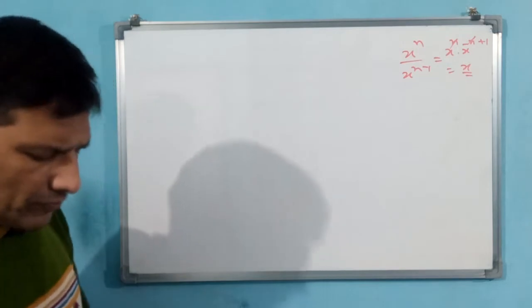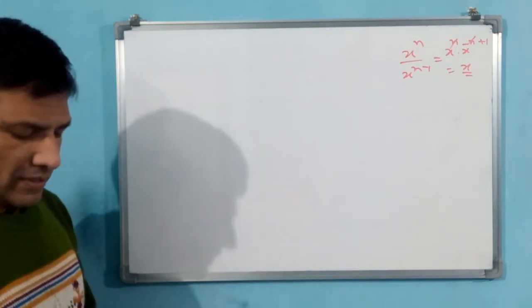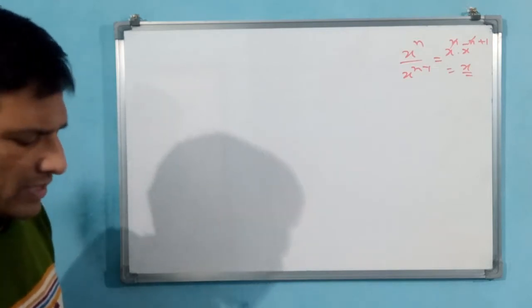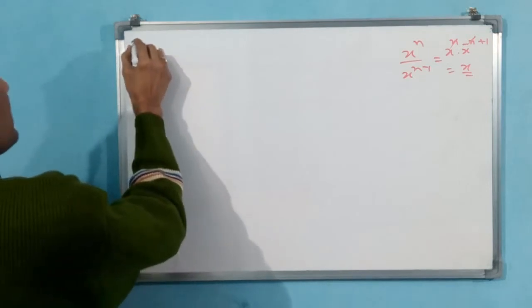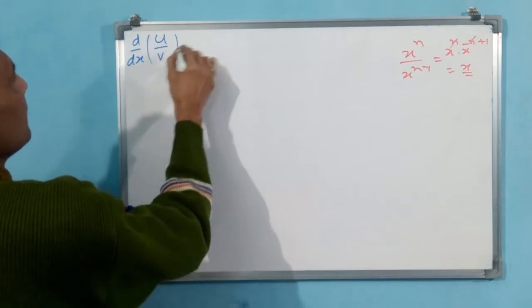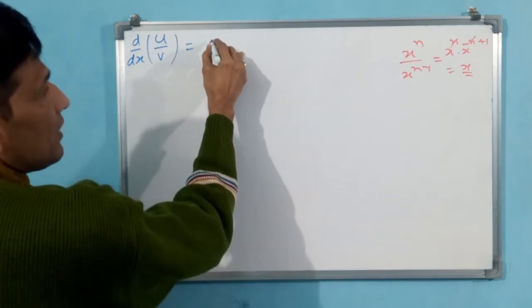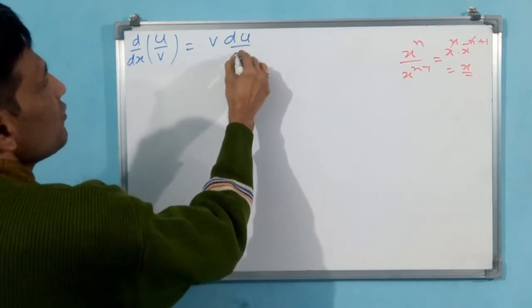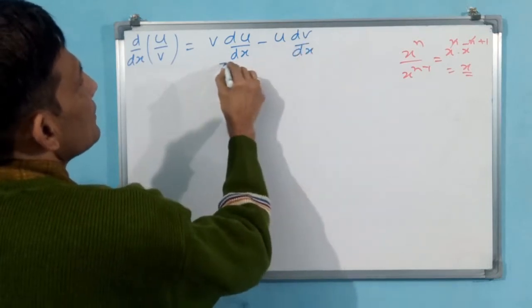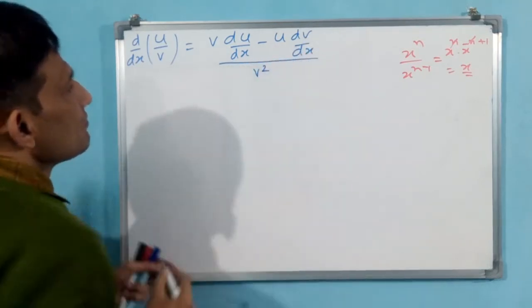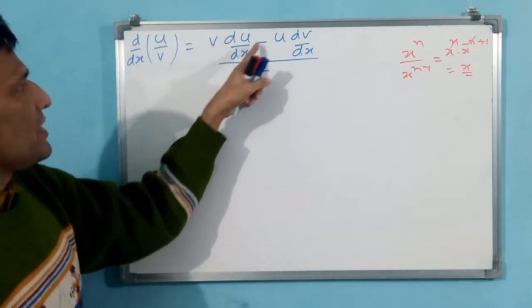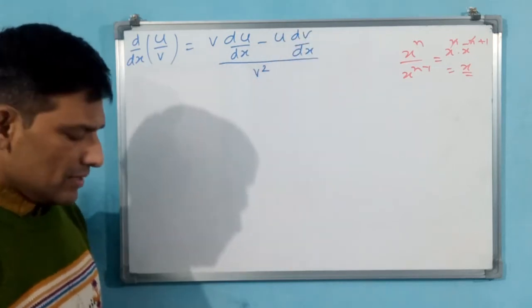Okay, see. Now let me write the formula of derivatives of division or quotient. Okay. See what I am writing. D by dx of u by v is equal to, observe carefully, v du by dx minus u dv by dx, by v square. Do you understand? D by dx of u by v is equal to v du by dx minus u dv by dx by v square. That you have to understand.